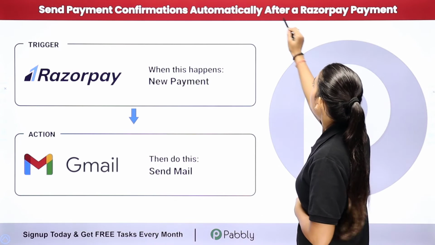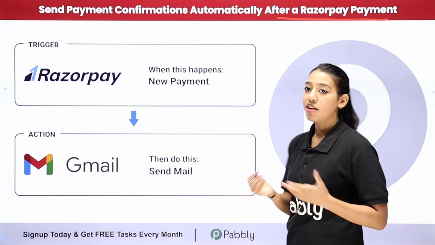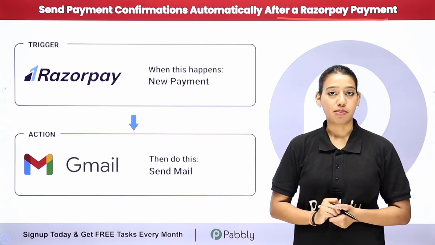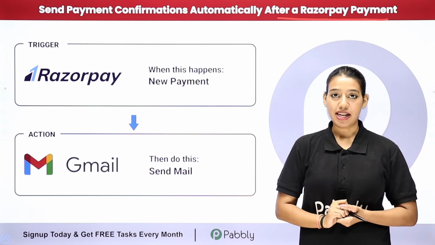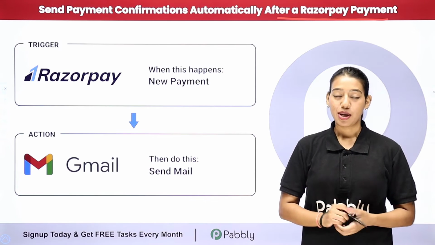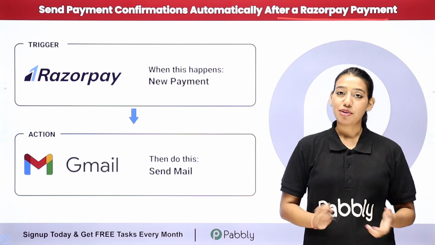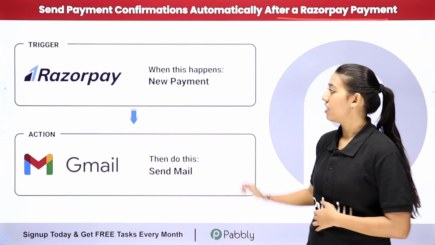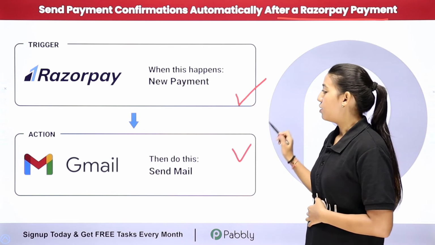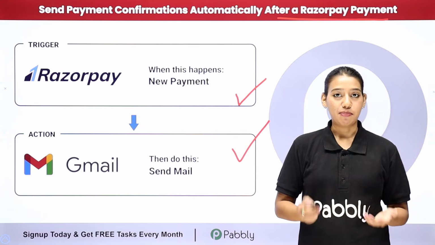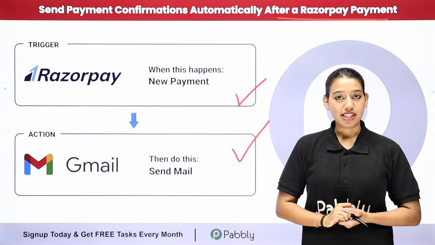In today's video we are going to learn how to send payment confirmations automatically after a Razorpay payment. Whenever a payment is completed on Razorpay, sending confirmation mails can be a very time consuming process. So with the help of Pabbly Connect, we are going to automate this process by integrating Razorpay with Gmail. Whenever a payment is done on Razorpay, automatically a mail will be sent to them.